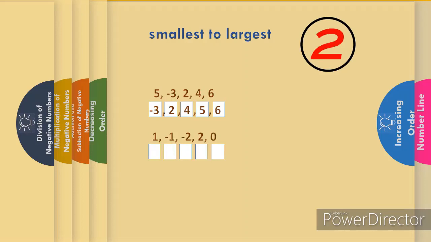Next, given, we have 1, -1, -2, 2, and 0. The smallest number is -2 and the largest number is positive 2. Therefore, the answer is negative 2, negative 1, 0, 1, and 2.